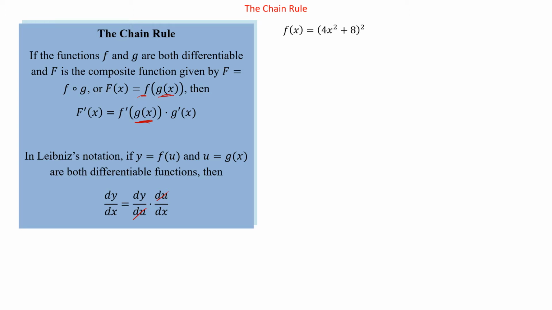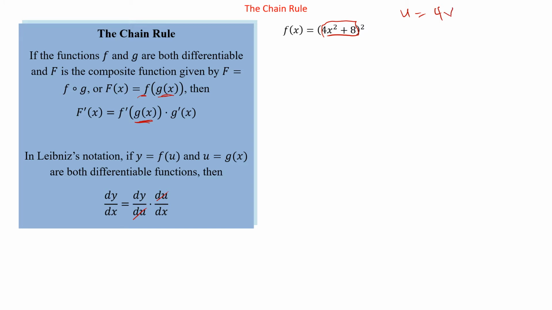So let's see how this actually works. We have f of x equals (4x squared plus 8) squared. So we have a composite function. There is an outside function and there is an inside function. When we look at this, what's the big thing going on here? The big thing going on here is that we have something squared.